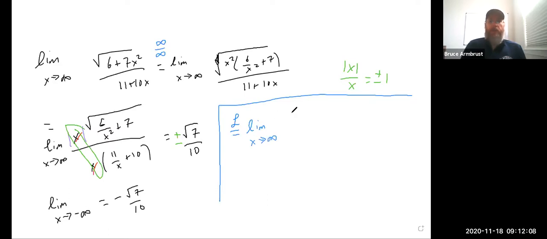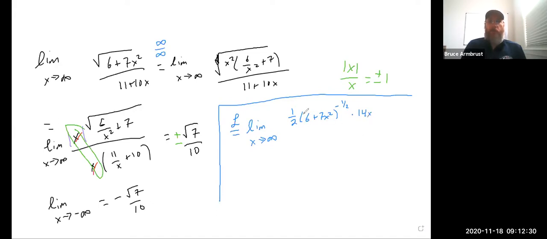Okay, so let's differentiate. On top, we're going to get 1/2 times (6 plus 7x squared) to the minus 1/2 times 14x.